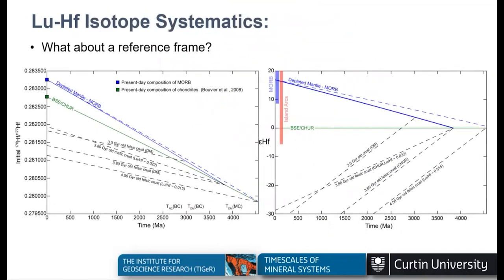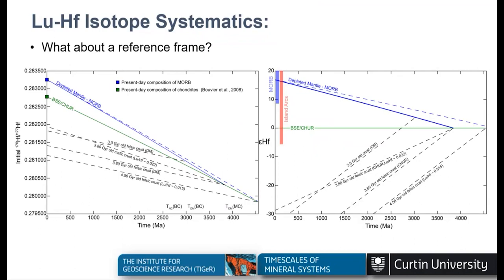So in order to try to figure out when crust was extracted out of the mantle, we need some kind of model of how the mantle has evolved over time. What we can do is measure the present day composition of primitive meteorites or chondrites as a sort of representative sample of what the bulk silicate Earth might look like. And we measure its hafnium isotope composition and its lutetium hafnium ratio, and you can project that back through time to 4.5 billion years ago when the Earth formed, and that gives you that green curve there.